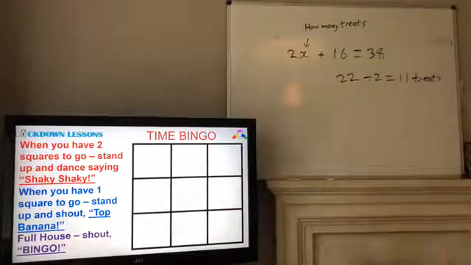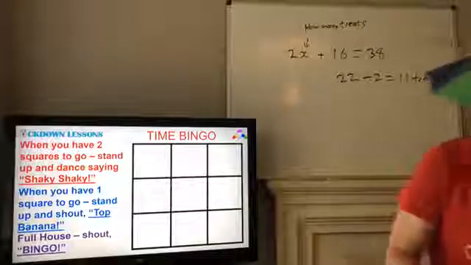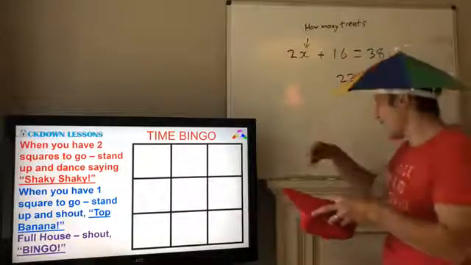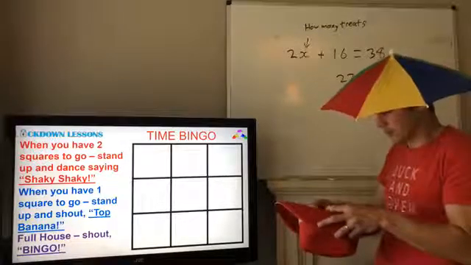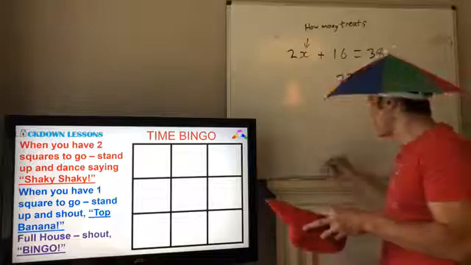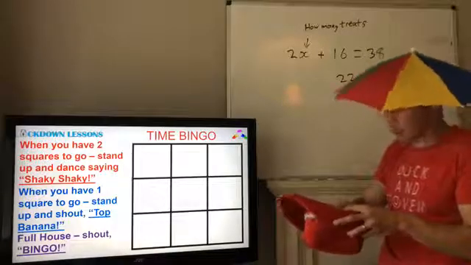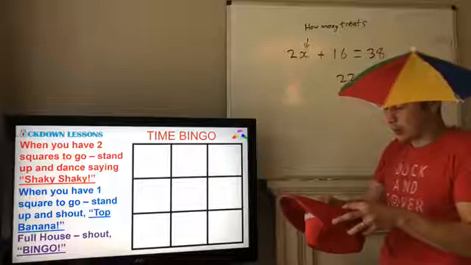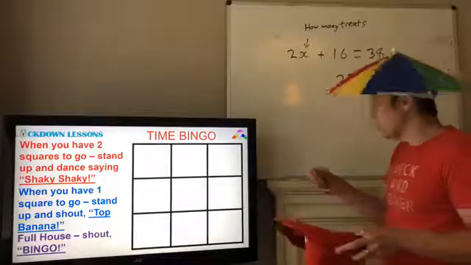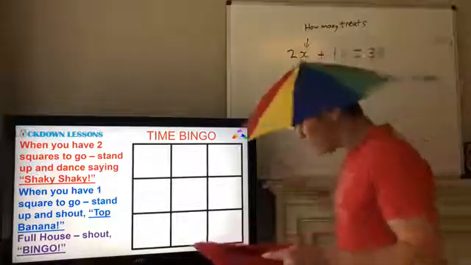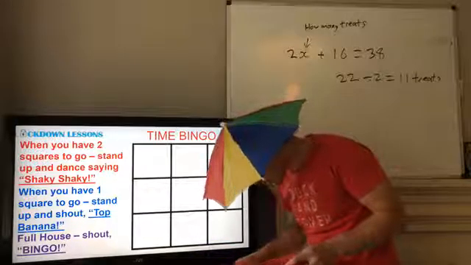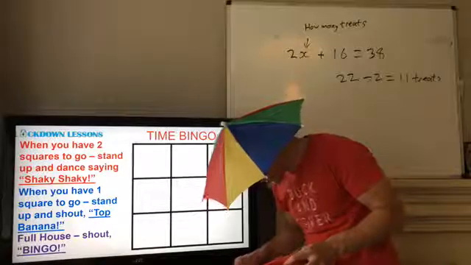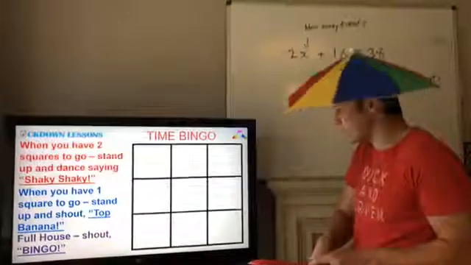15 minus 2. How are you doing? That's not too bad. Double 8. 30 plus 1. 22 minus 2.